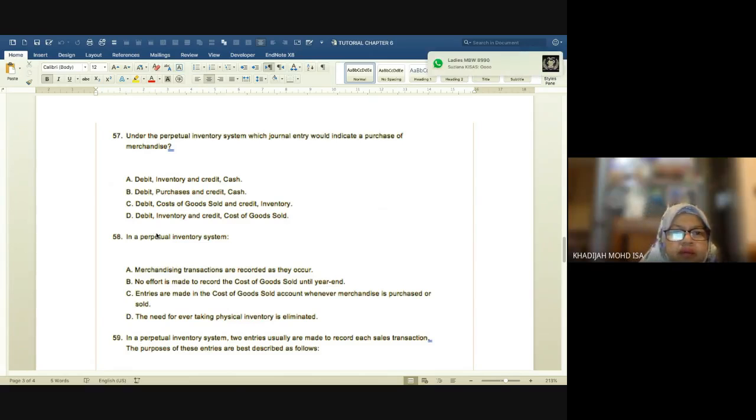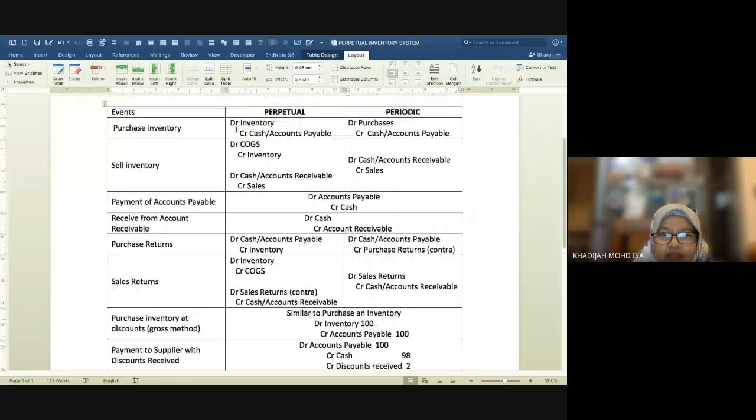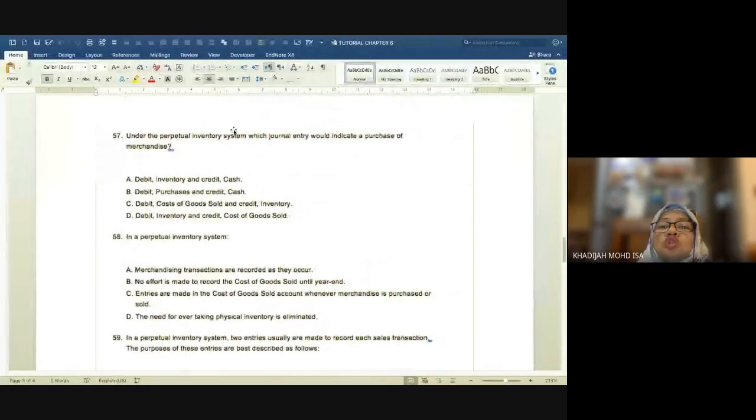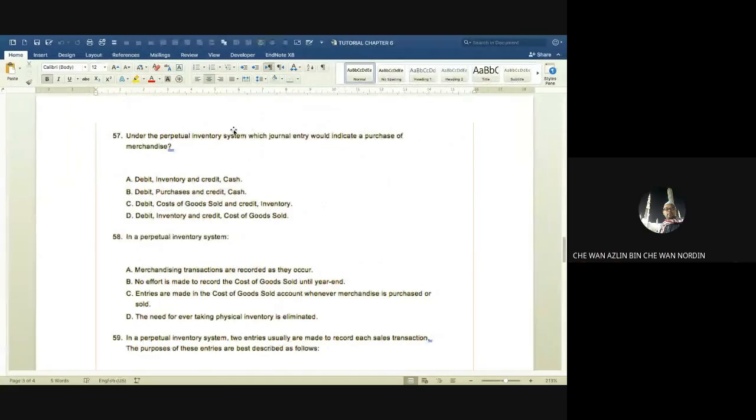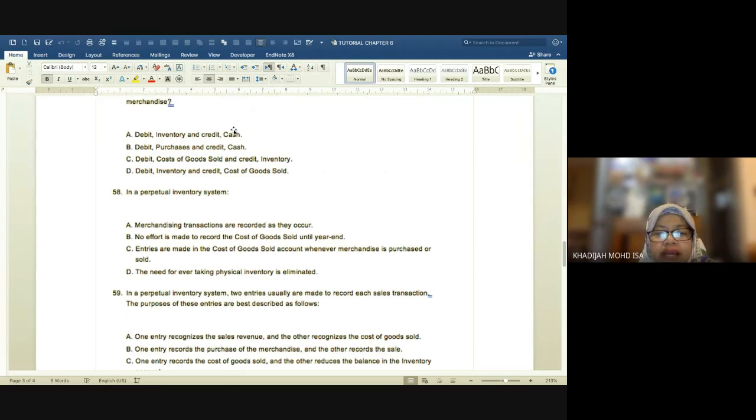When you purchase under perpetual, you debit inventory and credit cash or accounts payable. It's not your cost of goods sold; cost of goods sold is recorded when you sell. So when there is a sale, only then you record COGS. In the perpetual inventory system, merchandising transactions are recorded as they occur, correct? The statement that no effort is made to record the COGS until year end is wrong. Entries are made in the cost of goods sold account whenever merchandise is purchased or sold.